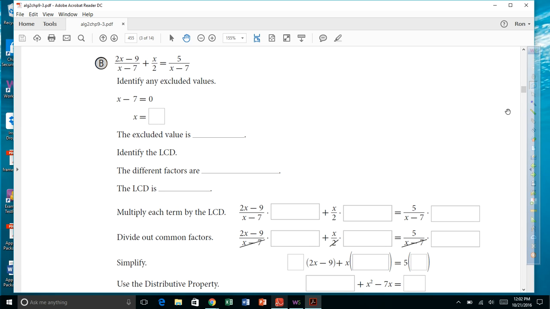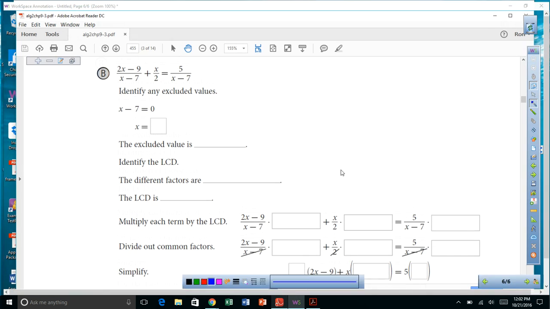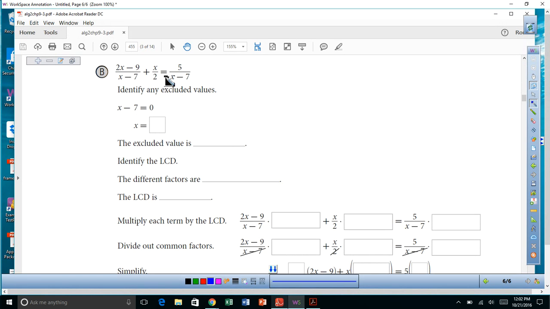B, you have 2x minus 9 over x minus 7 plus x over 2 equals 5 over x minus 7. Step 1 is always identify the excluded values. So what do we have in the denominator? We have x minus 7 and 2. Well, 2 can't be made to a 0, but x minus 7 could be made to go to 0. So x minus 7 equals 0. Add 7 to both sides, and you got x equals 7. The excluded value is 7.